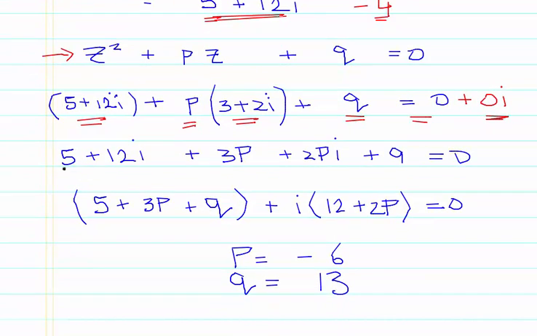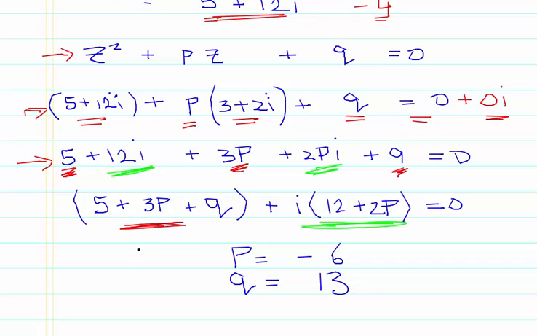Let's simplify and rearrange this expression. 5 plus 12i plus 3p plus 2pi plus q is equal to 0. Essentially we're going to group up all the real terms, 5 plus 3p plus q, and then gather up all the imaginary terms. We have the imaginary components here and the real components there, and you should recall that they're both equal to 0.